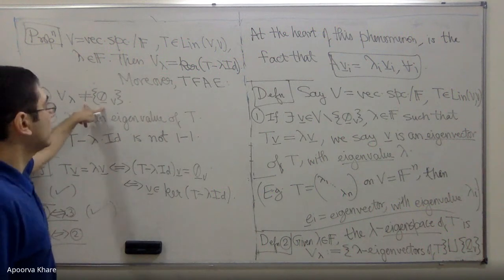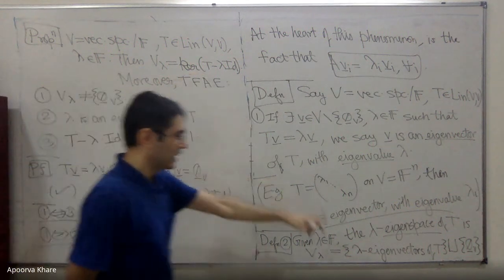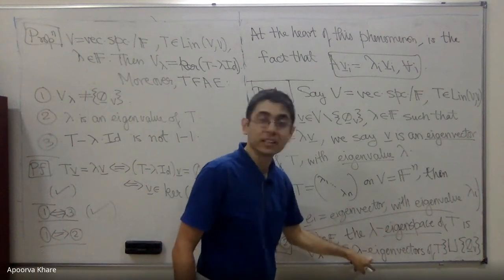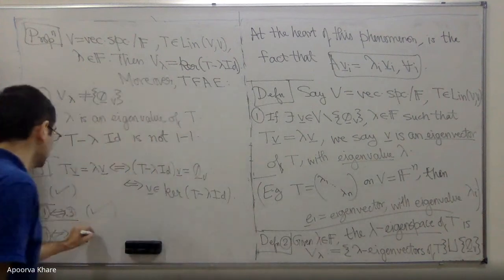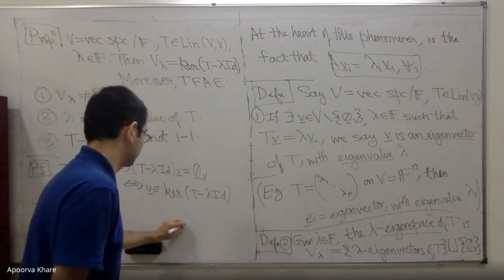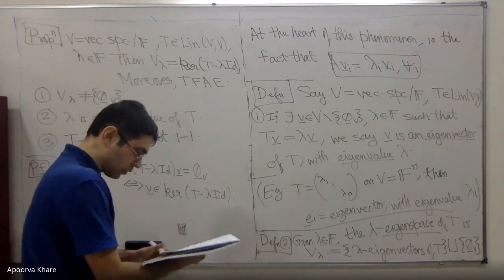V lambda is not 0 if and only if the kernel is not 0. If and only if this set is non-empty. But that means lambda is an eigenvalue. So this is also obvious. Okay, the whole thing is obvious. Fine, great. So now what am I saying?